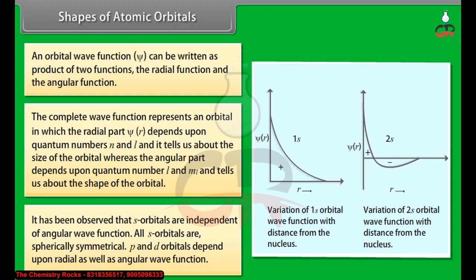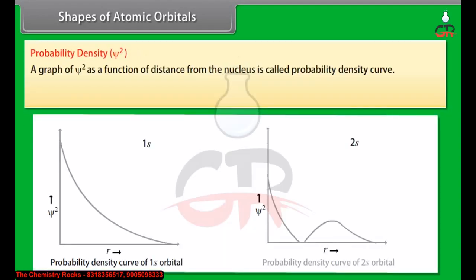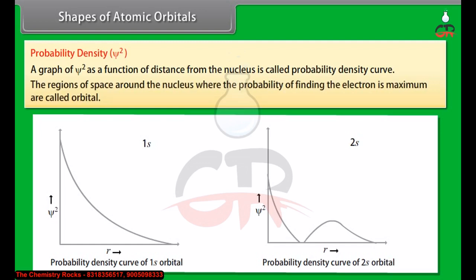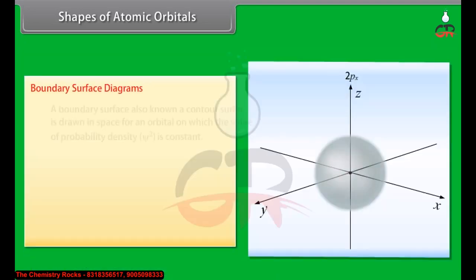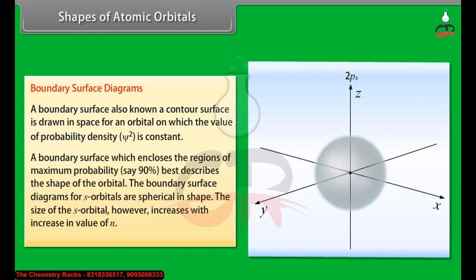Shapes of atomic orbitals: probability density. A graph of psi square as a function of distance from the nucleus is called a probability density curve. The regions of space around the nucleus where the probability of finding the electron is maximum are called orbitals. Boundary surface diagrams. A boundary surface, also known as a contour surface, is drawn in space for an orbital on which the value of probability density psi square is constant. A boundary surface which encloses the regions of maximum probability, say 90%, best describes the shape of the orbital.